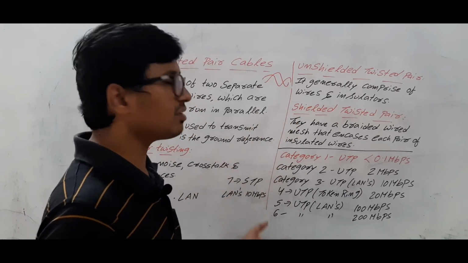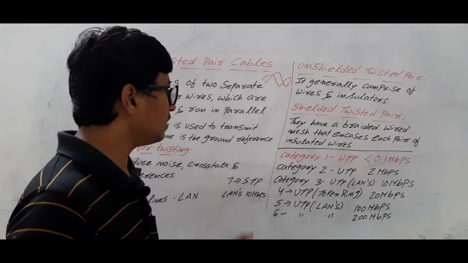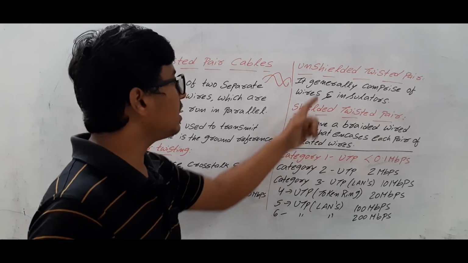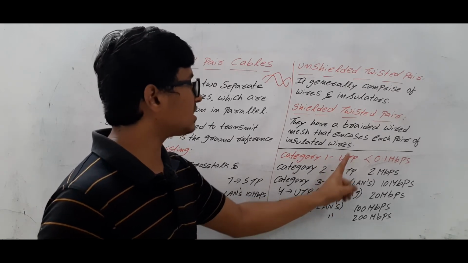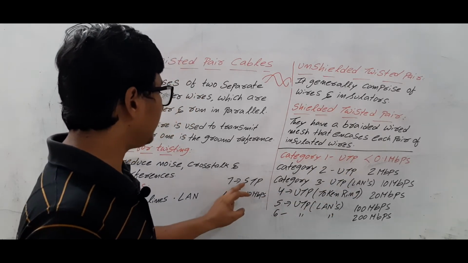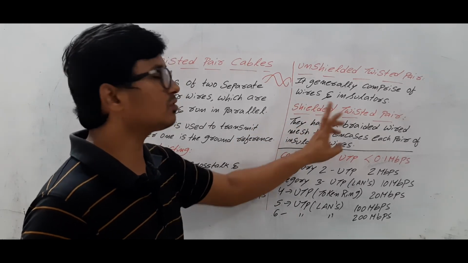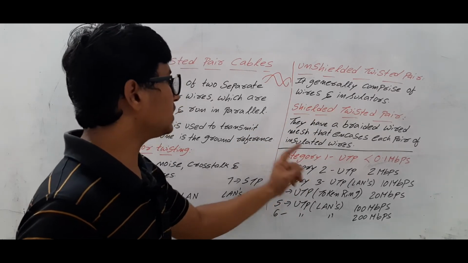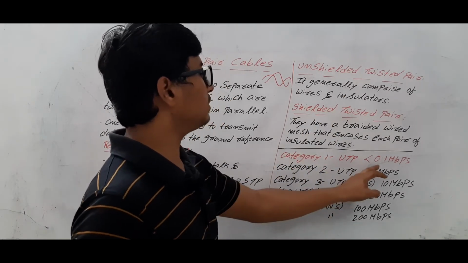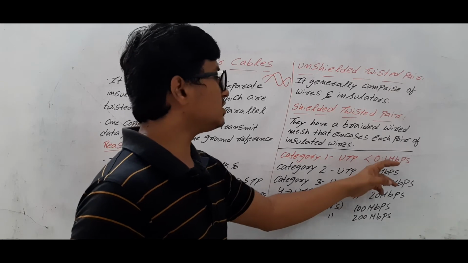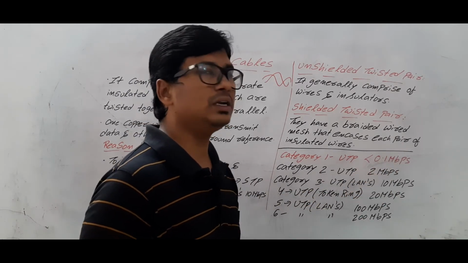So we have several categories, and we will discuss each category in detail. We have category 1, unshielded twisted pair cable. Whenever I write UTP, it is unshielded twisted pair cable. Whenever I write STP, it is shielded twisted pair cable. In category 1, we are using the unshielded twisted pair cable. It gives less than 0.1 Mbps speed. The data rate is 0.1 Mbps.